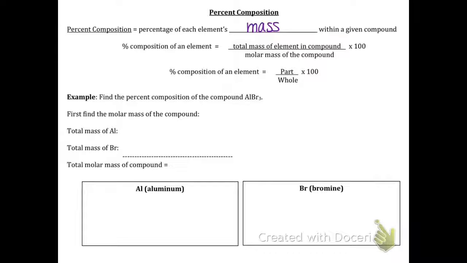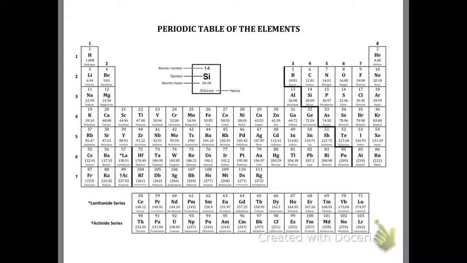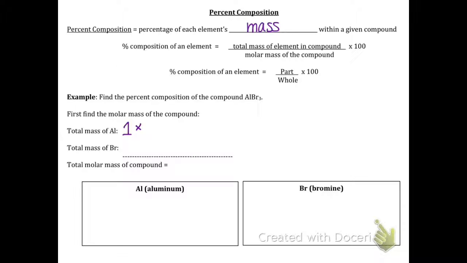Okay, so the example says find the percent composition of the compound aluminum bromide. Here we need to find out the total mass of aluminum. So we have 1 aluminum in that compound times the mass of aluminum. Aluminum is over here, it's 26.98. So 1 times 26.98 gives me 26.98.